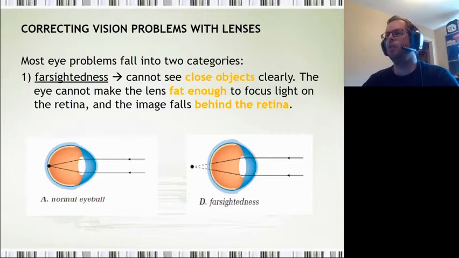All right, so when we're talking about correcting image problems with lenses, there are two fundamental basic issues that humans have with their eyes, and that is one of farsightedness and nearsightedness. There is also astigmatism, and we'll talk briefly about astigmatism at the end. But these are the two that I expect you to know the best, and that's what I'll be assessing you on. So they fall in two categories.